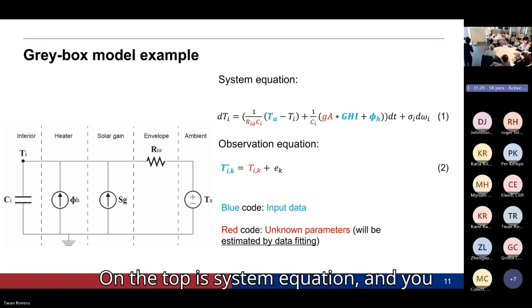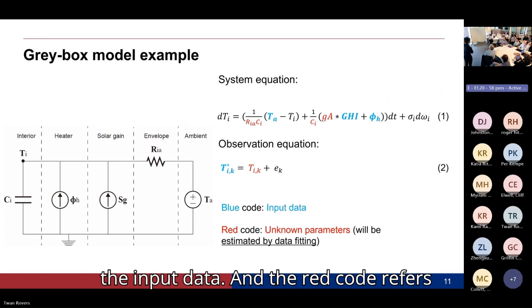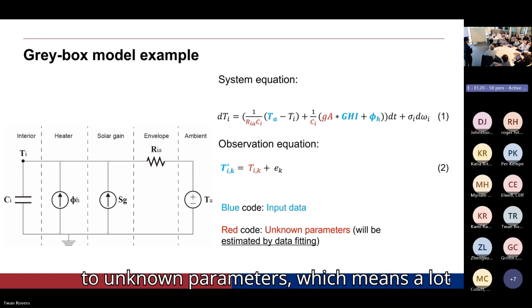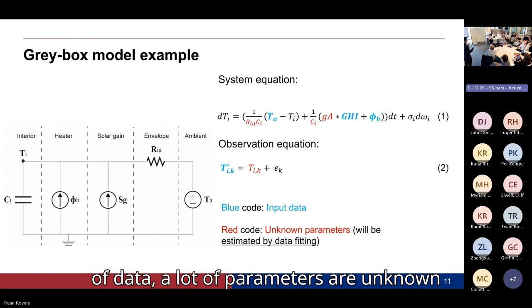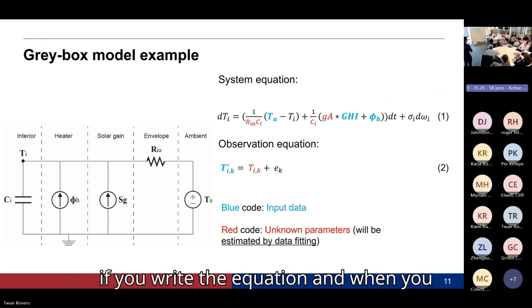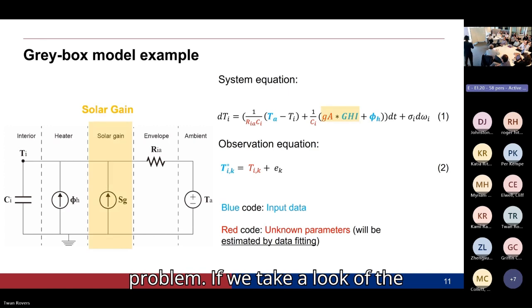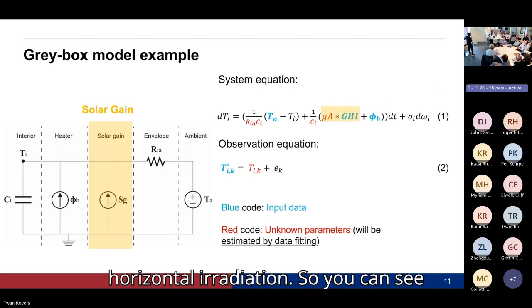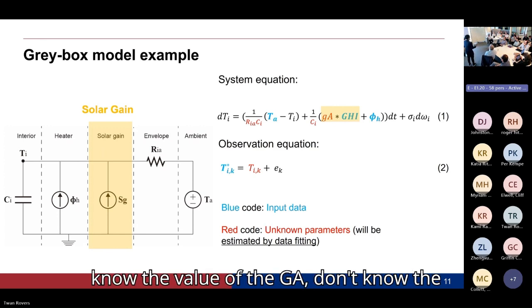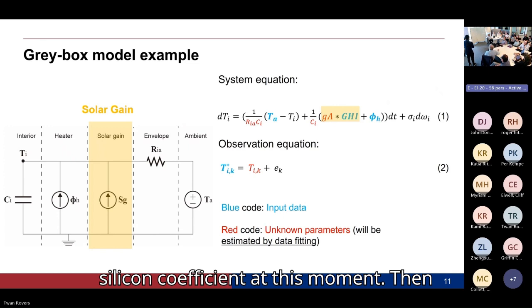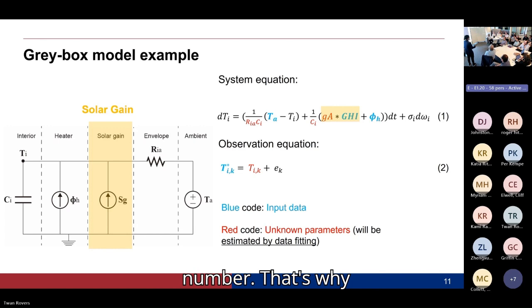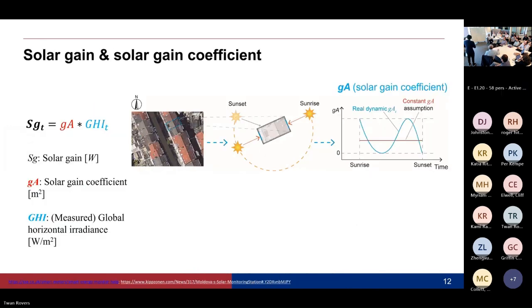On the top is the system equation, and you will see a color code. The blue means the input data, and the red refers to unknown parameters, which means a lot of parameters are unknown when you write the equation and establish the model. So then there's a problem. If we take a look at the solar gain here, we write it as the solar gain coefficient, the g value, multiplied by the global horizontal irradiation. You can see it's red, which means we don't know the value of the g value, the solar gain coefficient, at this moment. Then we have to assume it's a fixed number. That's why it might lead to a problem.